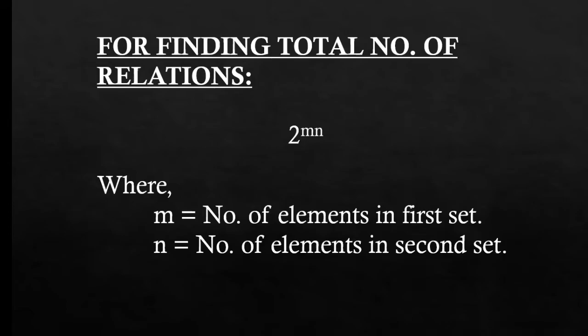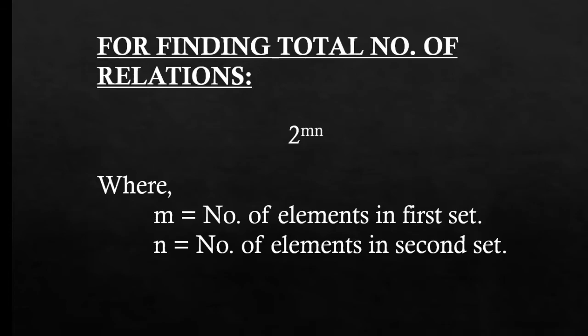So how many relations can we make? We can make 2 raised to the power mn, or 2 raised to the power the cardinality of the Cartesian product. So how many elements were there in the Cartesian product? mn. So 2 raised to the power the number of elements in the Cartesian product is also present in this formula.